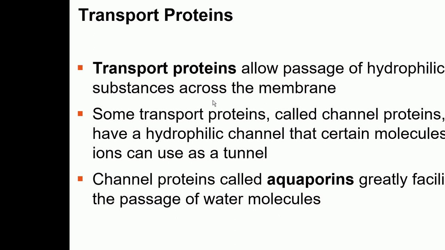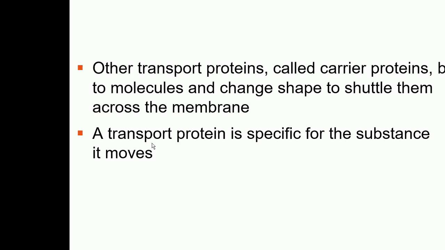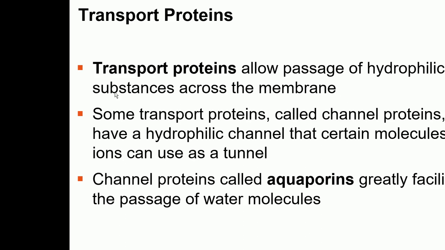These transport proteins can be channel proteins or they can be carrier proteins. Channel proteins basically provide a kind of channel through which molecules and ions can cross. Aquaporins are a typical example of channel proteins through which passage of water takes place. So channel proteins provide a hydrophilic channel through which certain molecules and ions can pass.